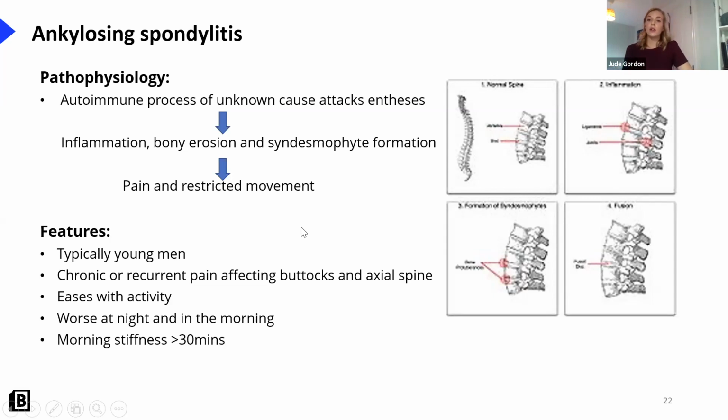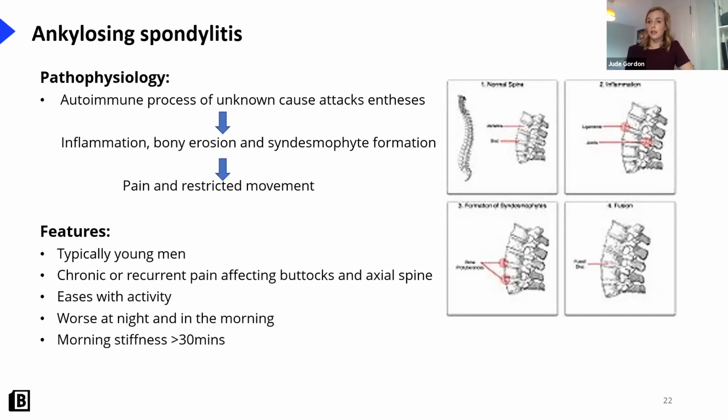Typically, in a classical case vignette, it would be a young man, but newer evidence is suggesting that actually the rates between men and women are more equal than we thought for quite a while. So it's definitely not exclusively a disease in males. You get chronic or recurrent pain. It typically affects the lower back and the buttocks. It eases with activity, so with movement or exercise the pain gets better, and it gets worse with rest.